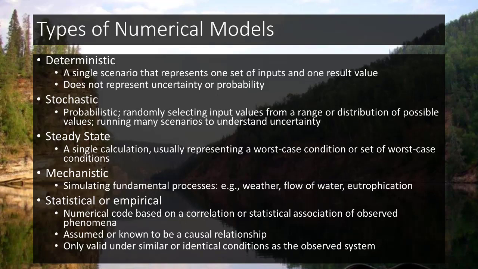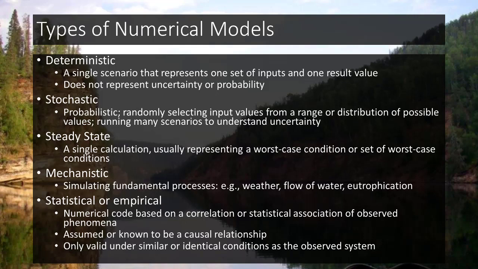And so that is in contrast to the next type, which is an empirical model or a statistical model. These are based on some observation where we observe X in association with Y. And so if we were using that wind mixing model, we would say whenever the wind gets above 10 meters per second, the lake current goes above 1 meter per second. And that is only valid under the specific conditions where we measured it.